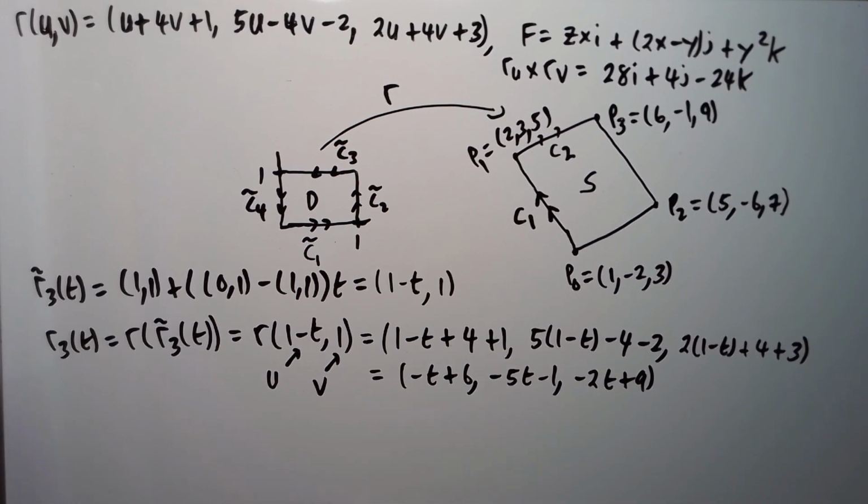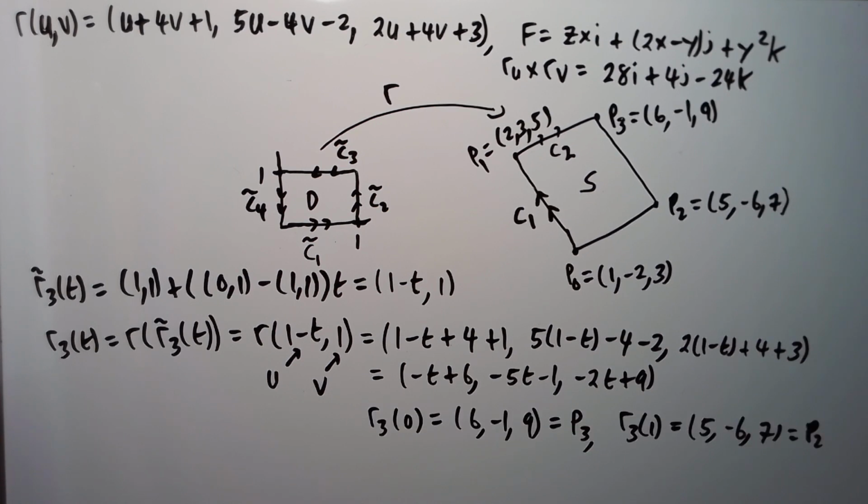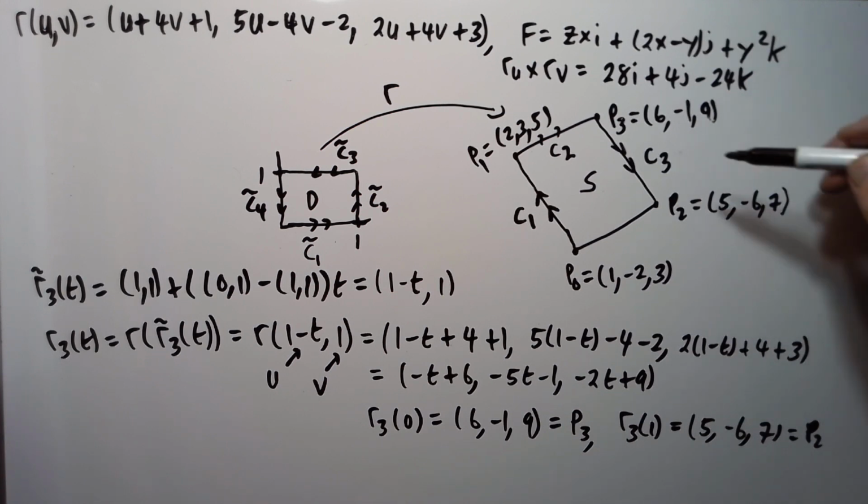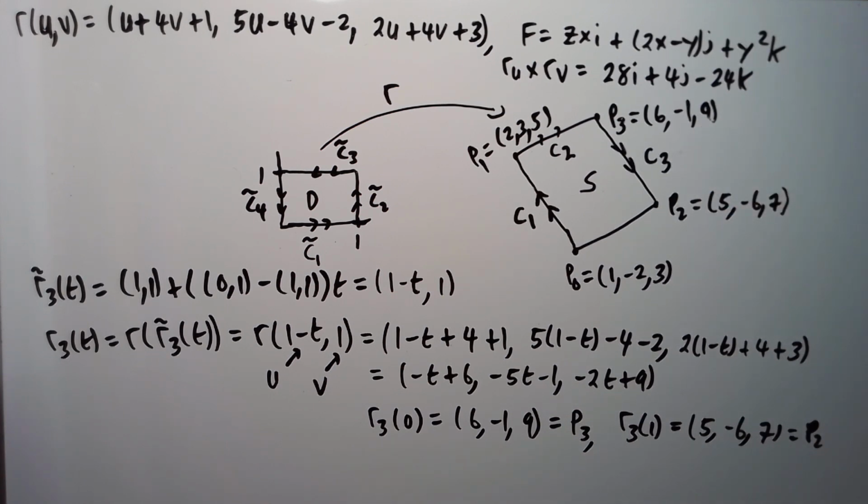Now let's look at where we're at at time 0 and time 1. Let's put 0 in and put 1 in place of t. Doing that, we get that at time 0 we're at P3 and at time 1 we're at P2. So it's moving along this way. Let's call that C3. So we'll call it C3 up here. Now we've got one more to do.